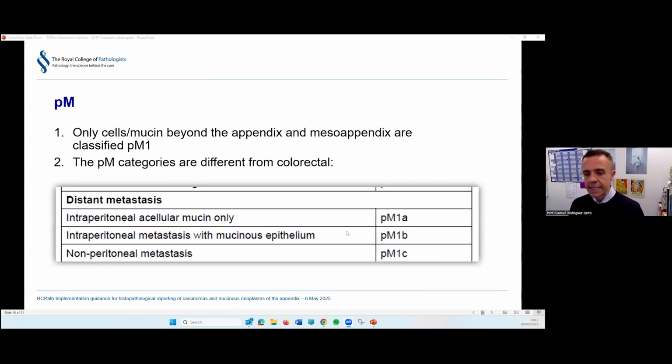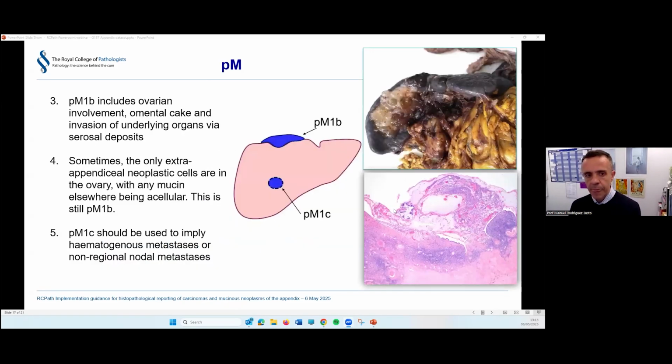In terms of the metastasis, it could be just acellular mucin, or it could be epithelial cells as well. And that's slightly different to the colorectal. So if you only have acellular mucin, this is going to be an M1A. If you have mucinous epithelium, it's going to be M1B. And when you have non-peritoneal metastasis, and I'll show you that in a minute, that's going to be M1C. And these are just a couple of examples.